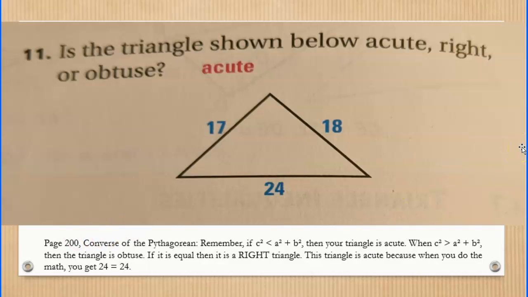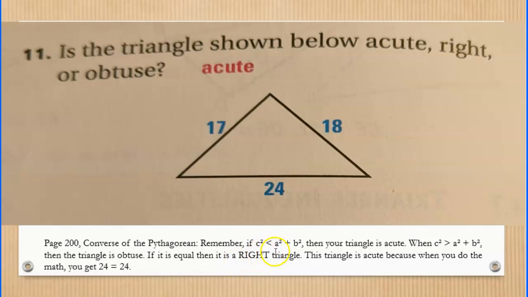All right, now it says here in the triangle shown below, this is number 11 on your book test, is the triangle shown below acute, right, or obtuse? Now, you will be using page 200, converse of the Pythagorean theorem, and there's several things there that you need to remember. So we are using this, but remember we had inequalities pop up.